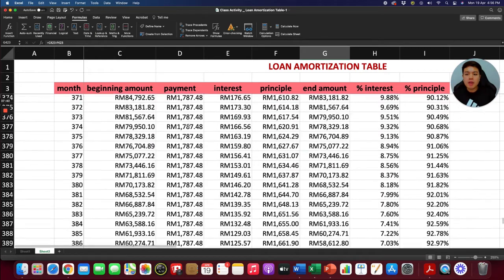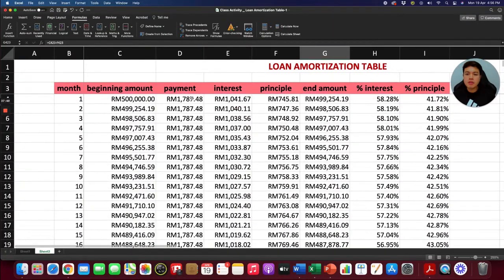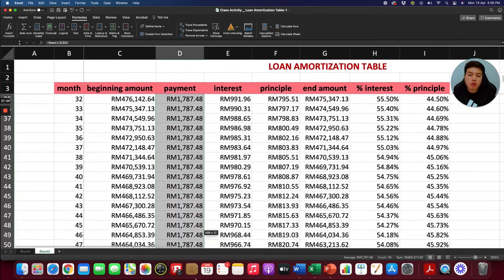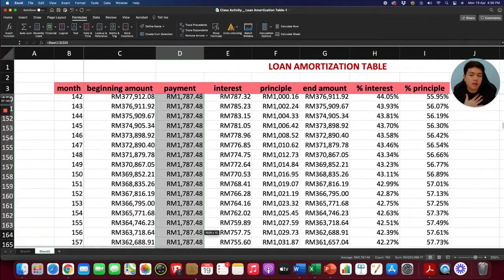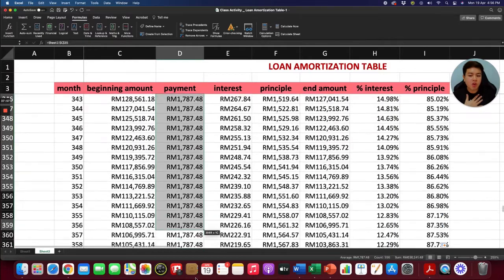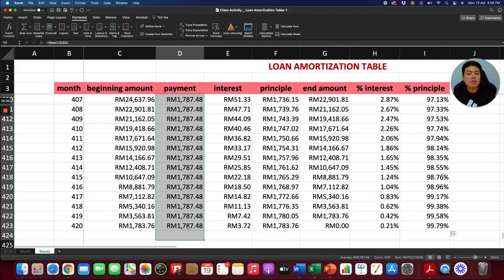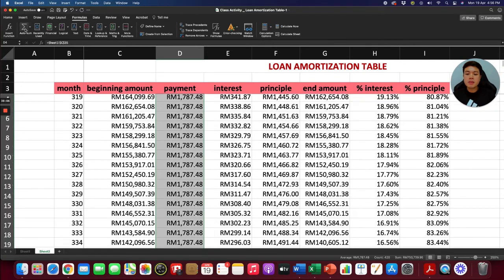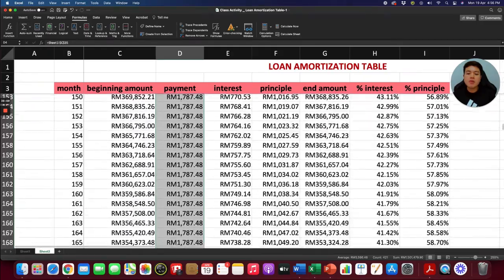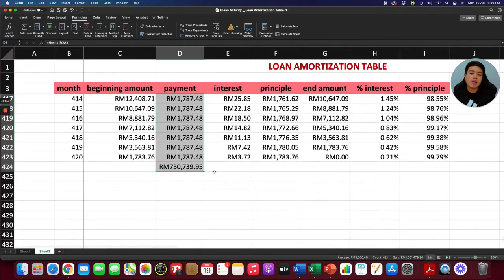So now, what about the payment amount? What you can do is, we want to know how much we pay back to the bank. Yes, the monthly payment is lower, because if you notice just now, the monthly payment becomes lower. Instead of almost 4,000, now it becomes 1,787.48 here. But if you auto sum, now it becomes 750. It is actually more.